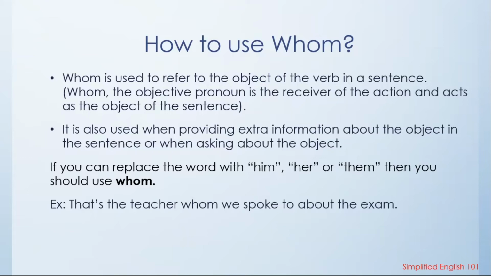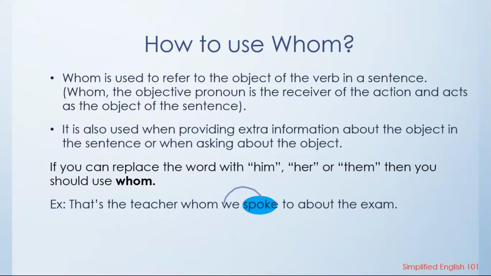If it can be replaced with him, her, or them, then we use whom. Let's look at this example. It reads, that's the teacher whom we spoke to about the exam. In this example, we first need to identify the subject of the sentence in order to identify the object. The subject of the sentence is we. It is we who spoke to the teacher.